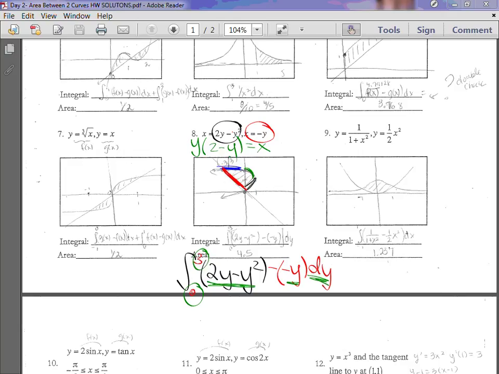Alright, other questions on the homework? Show me thumbs up, thumbs sideways, thumbs down, how you felt with this topic. Okay. It's not meant to be a terrible one.